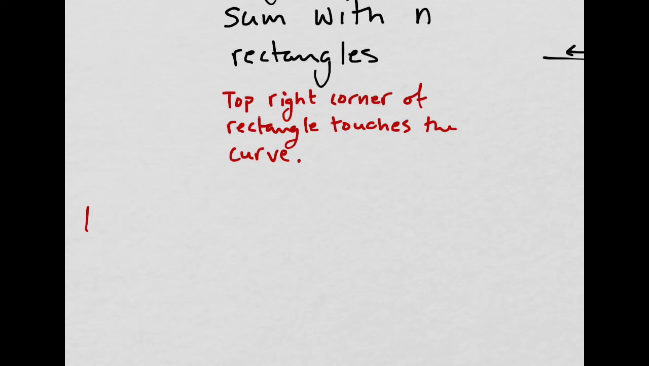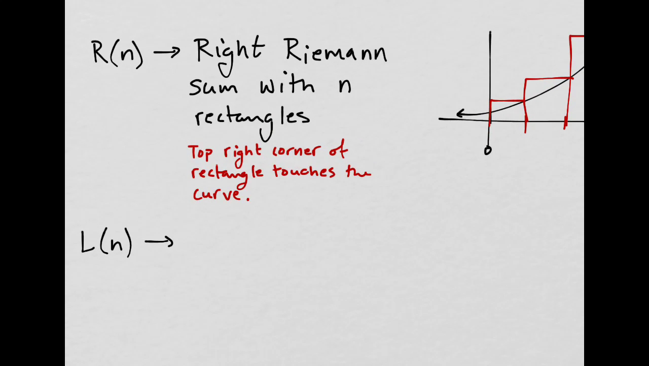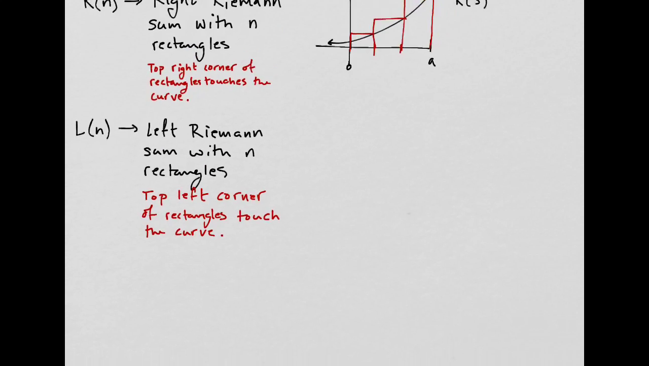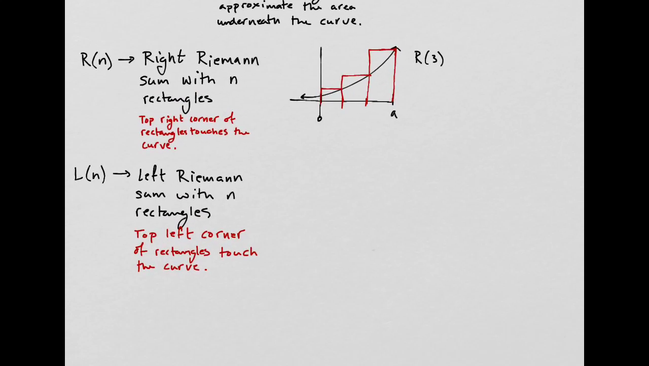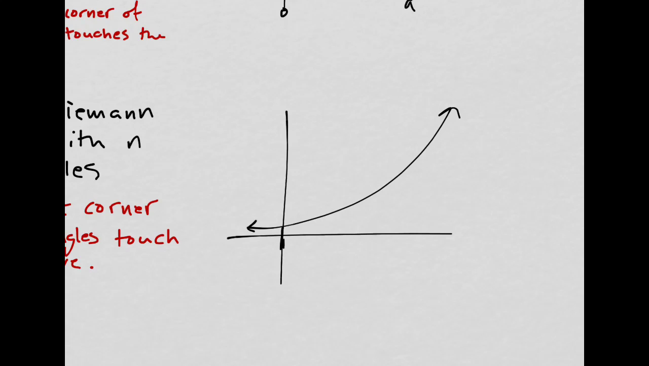A left Riemann sum, Ln, is simply the same thing. A left Riemann sum with n rectangles. The top left corner touches the curve. So that's a left Riemann sum. I'm going to draw a picture for that using the same function from 0 to A, whatever that is.